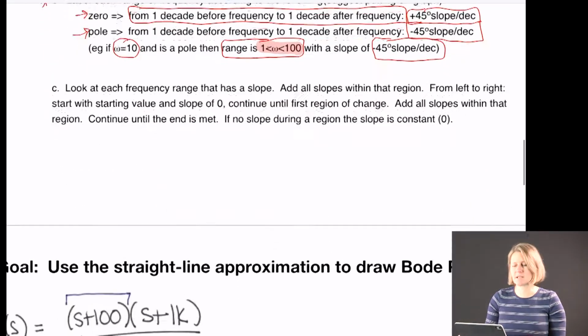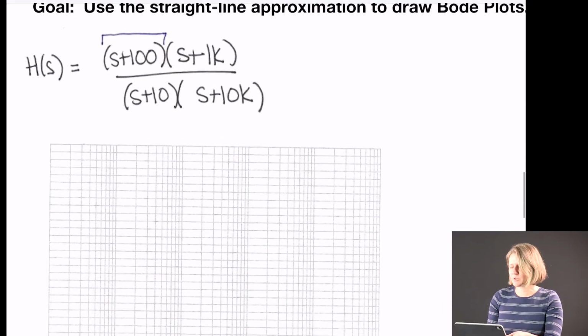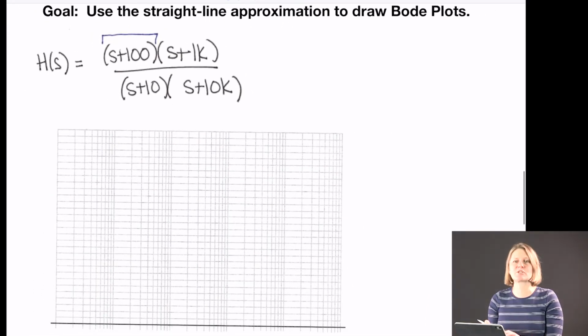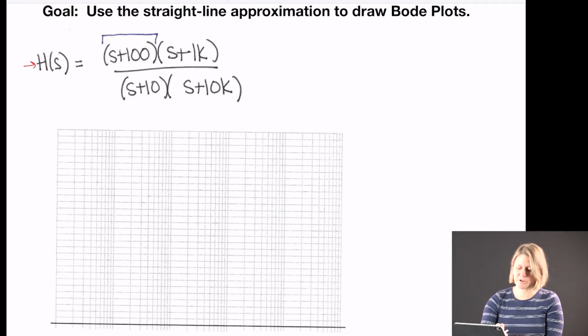So let's look at an example. We're going to use this straight line approximation to draw the Bode plots just from the equation itself. This equation came from a derivation and analysis for an actual circuit that had inductors and capacitors in it. So it created this transfer function. Again, this transfer function is the output over the input. And then it was created to be in this form.